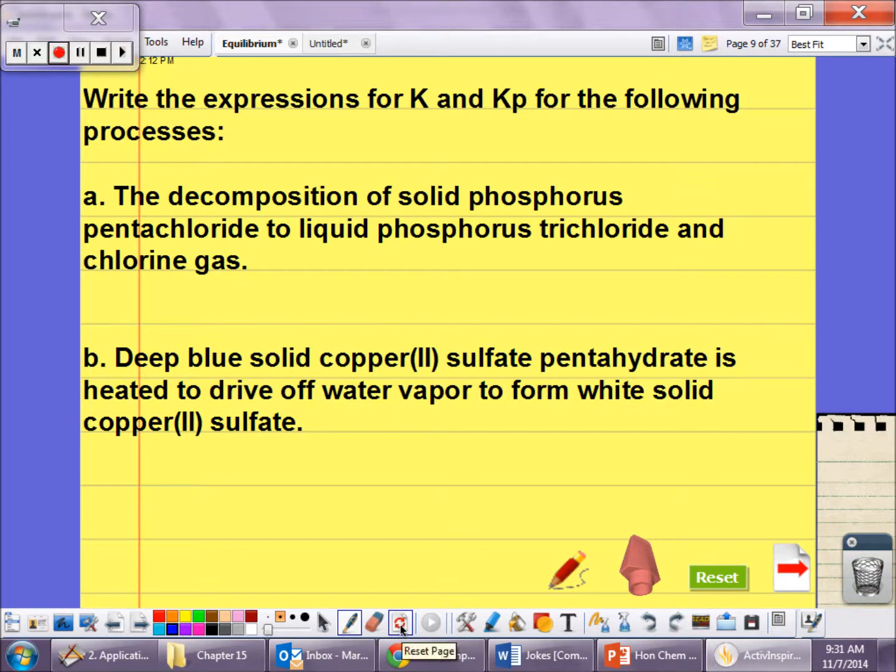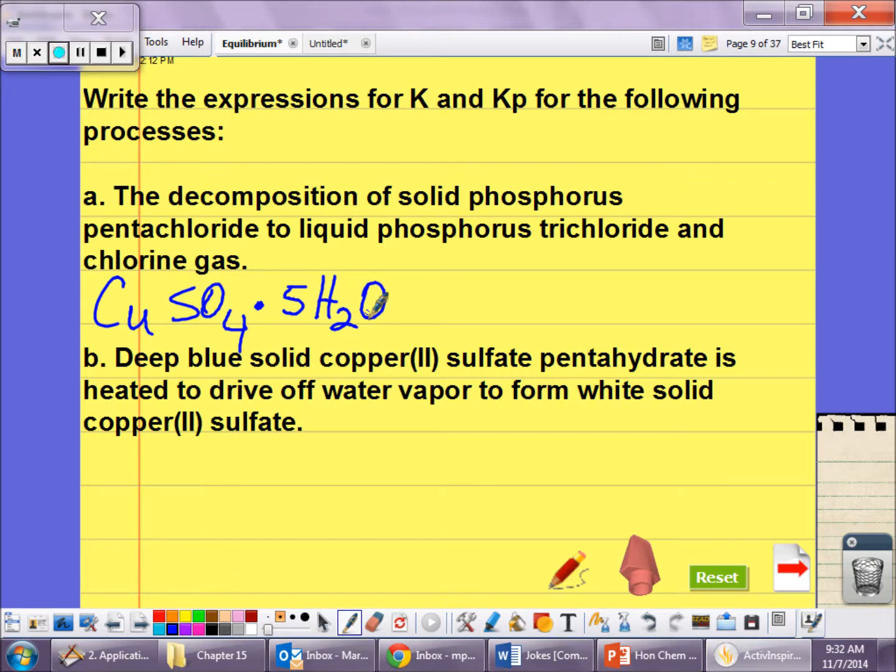There is another example here. It says deep blue solid copper sulfate pentahydrate. Solid, it is copper 2 sulfate. So I need to know how to write my formulas. Copper 2 sulfate: SO4 is 2 minus, copper is 2 plus, a 1-to-1 ratio. It's a pentahydrate. When I'm writing a hydrate, I put a dot for the water, and then penta gives me 5 water. This is my water.